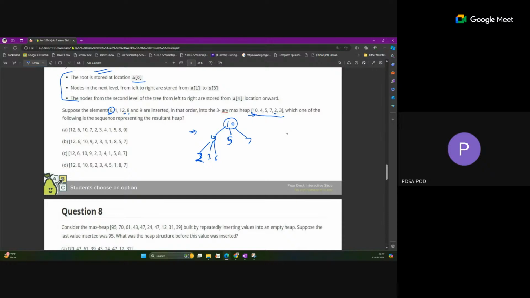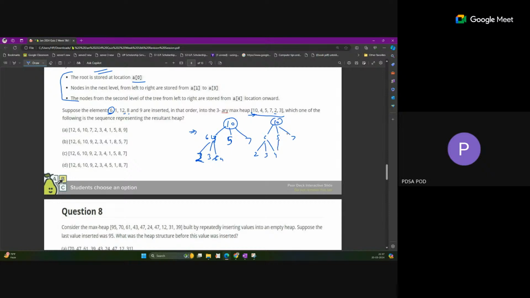Okay, so 6, 4, 10. In this path, we will just compare and perform swapping. So 6 and 4 are not in the correct order according to the max heap. So 6 should come at this place and 4 should come at this place. So the updated heap is now 10, then 6, 5, 7, and then 2, 3, and then 4, after insertion.